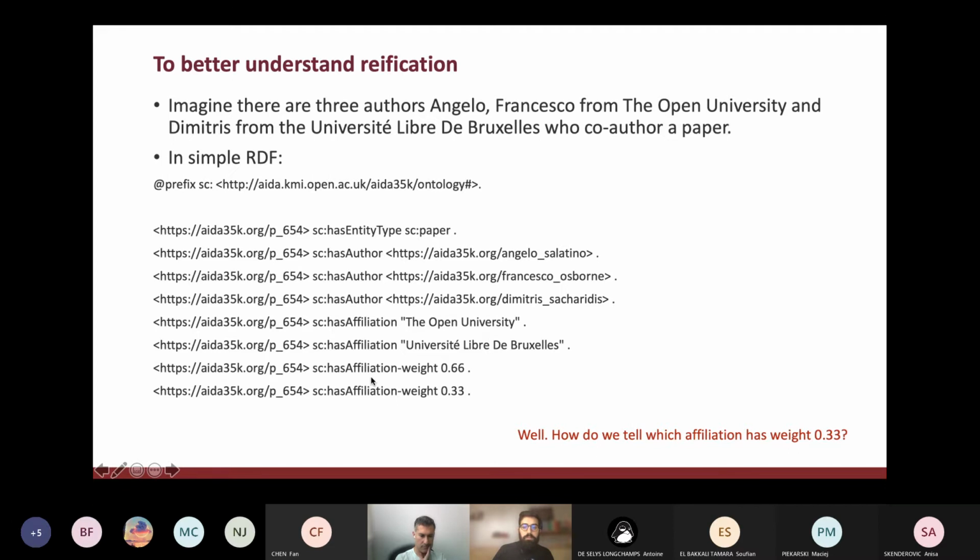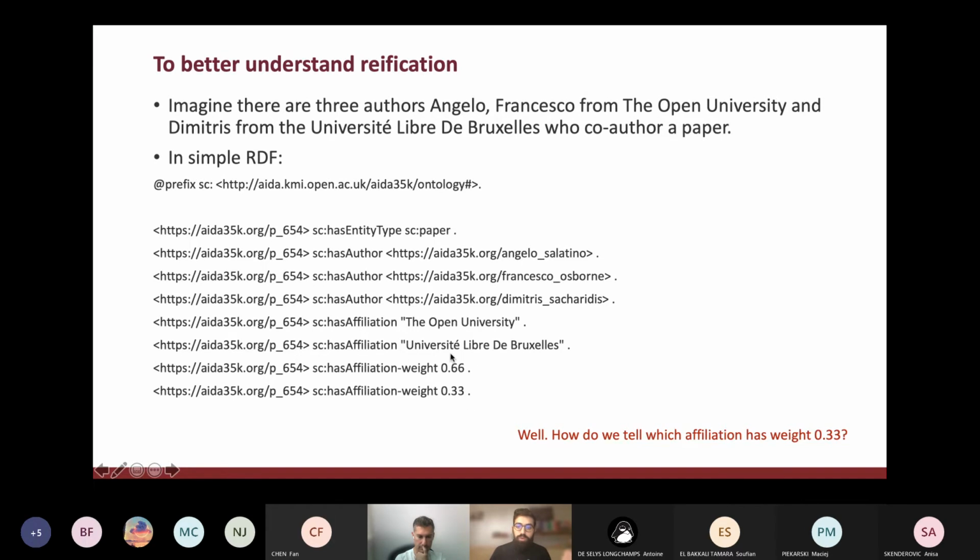However, we want to understand what the weight of a given university is. So we associate as weight 0.66 to the Open University, because there are two people coming from the Open University, so it has more weight, 0.66. And the Université Libre de Bruxelles has got 0.33 because there is only one person out of three working in this university. However, if I were to structure my RDF statements in this way, it would be quite hard for me to tell what 0.66 is referring to, or what 0.33 is referring to.